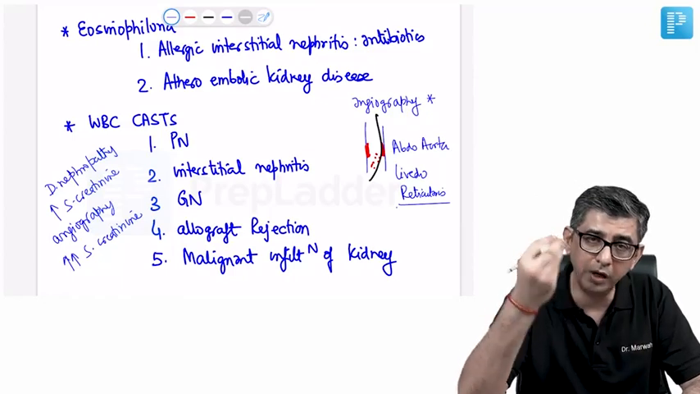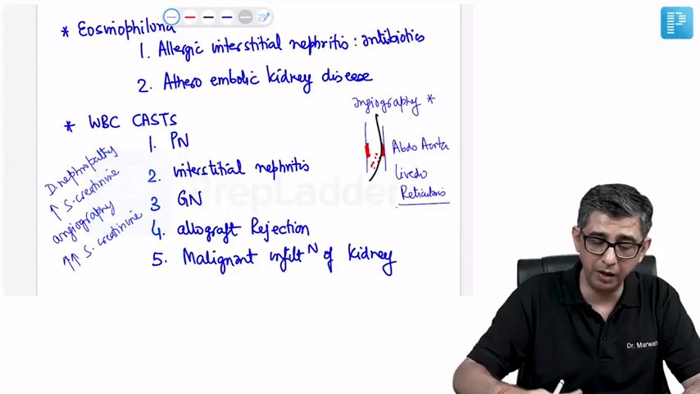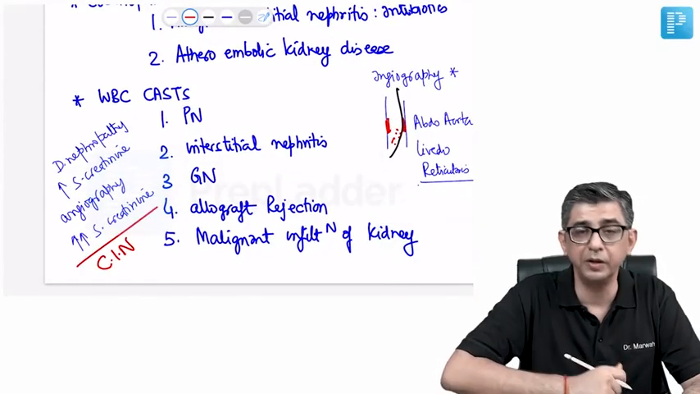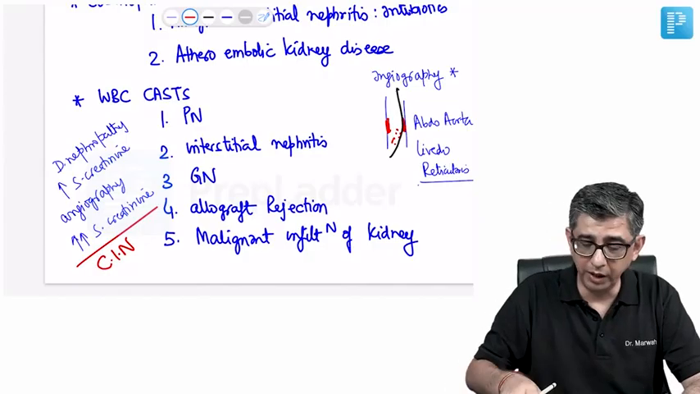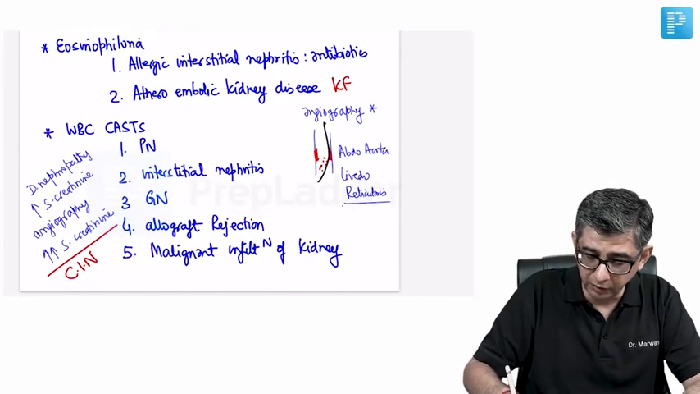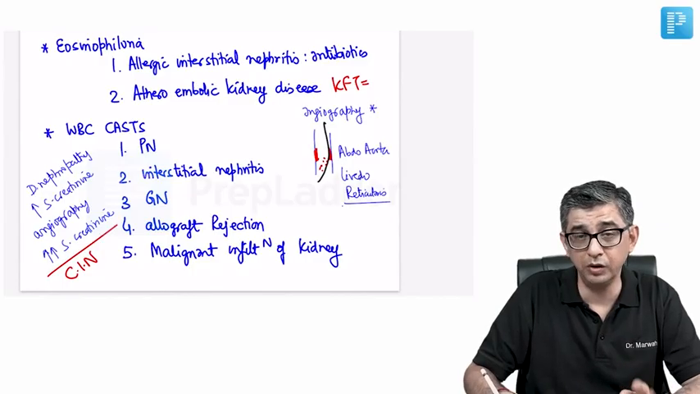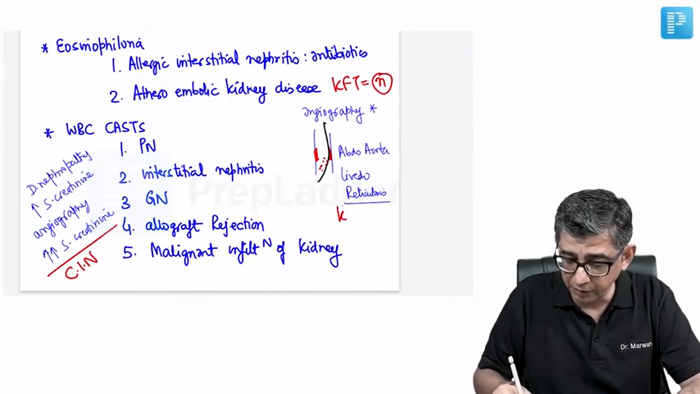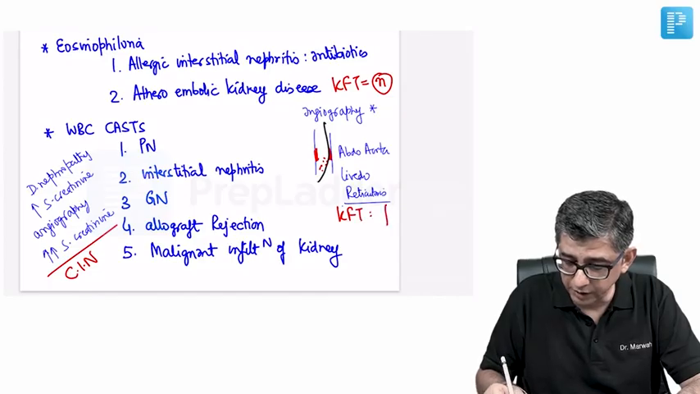His creatinine was already elevated. It has now become double, triple. This is where I will be thinking in terms of contrast-induced nephropathy. But if you look at the scenario for atheroembolic kidney disease, there was no KFT done in this patient before the procedure, or even if it was done, it was normal. But after the procedure, the KFT of the patient will tend to become grossly deranged.